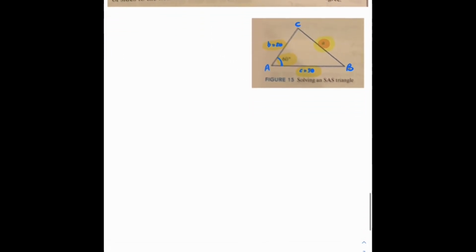By solving the triangle, I mean finding the length of the three sides and the measure of the three angles. So let me remind you that the given angle A is 60, B is missing, C is missing, small a is missing, small b is 20, and small c is 30. I cannot apply the sine rule. The cosine rule has two parts. The first part I apply to find the side, and the second one to find the angle. We are going to take it in the second example.